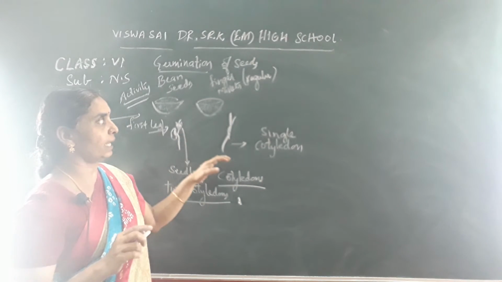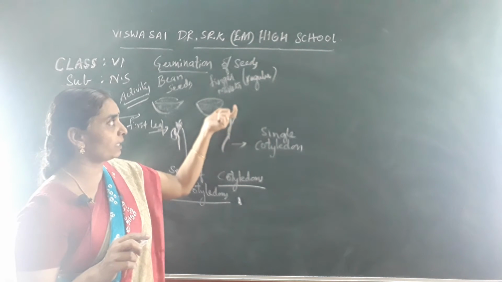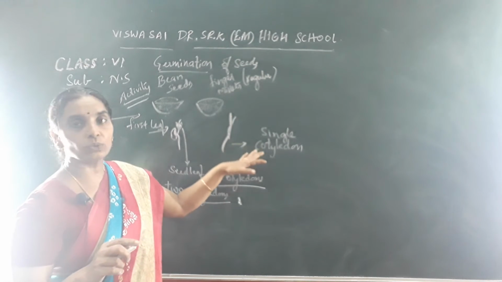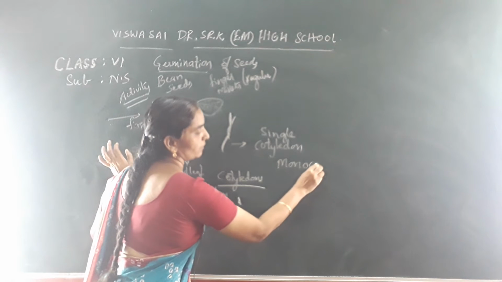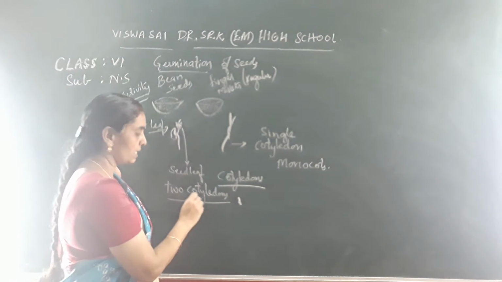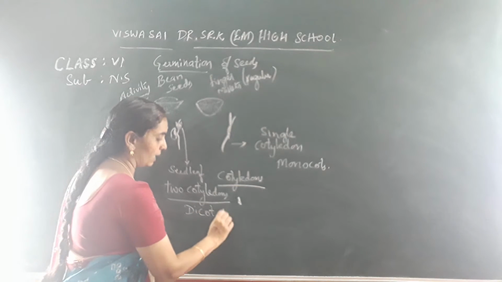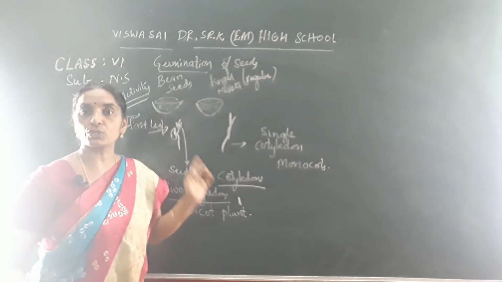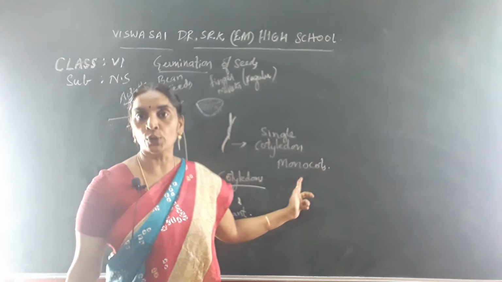So you can say that ragulu or the finger millets contain a single cotyledon, so they are called monocot plants. Seeds which contain two cotyledons are called dicot plants. So beans belong to dicots and ragulu belongs to monocots.